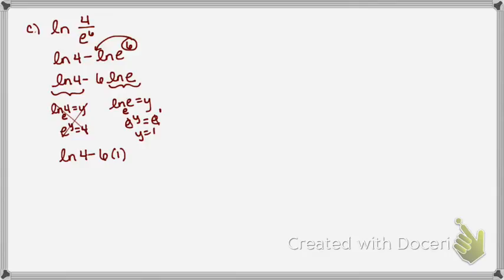So you don't have to work it out every time, because it's something that we're going to use pretty frequently. But continuing on, we've got the natural log of 4 minus 6 times 1, which is 6. And there would be my solution for C.